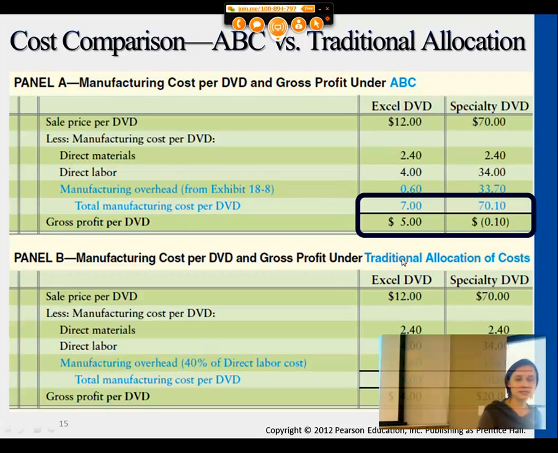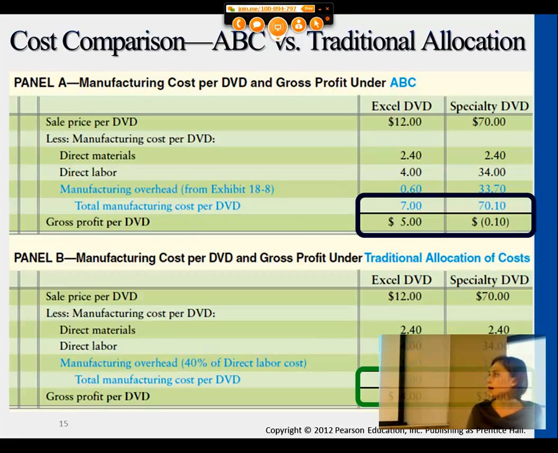And now let's see the comparison to the traditional allocation cost. How can it hurt us when we're not allocating our costs correctly? So we did the same thing. Under traditional allocation cost, we figured out, okay, the manufacturing cost per DVD is $8. So I am still okay here. I'm thinking my gross profit is still $4 for Excel DVD, and my specialty DVD is $20. How amazing is that? Now, why is the difference so large?